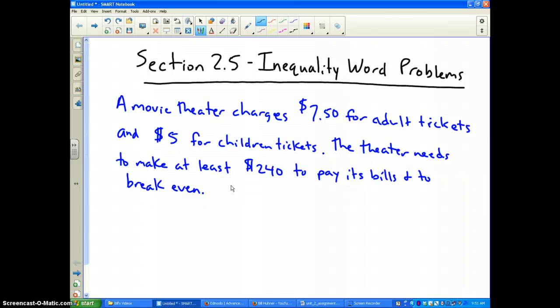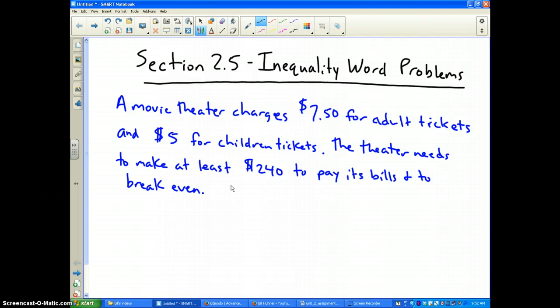The last example in section 2.5 is dealing with word problems. And as I mentioned in class, word problems are going to be a continuing theme throughout this course. So we need to get more practice at this and get more experience. If you'd like to pause the video at this time and copy down my example, please do. And I will wait for you to begin.